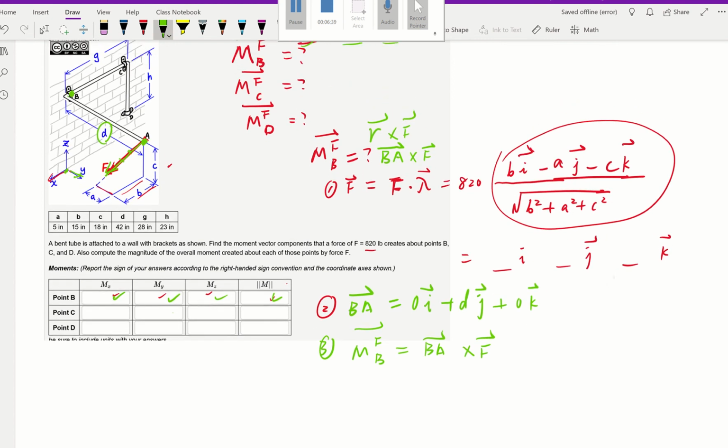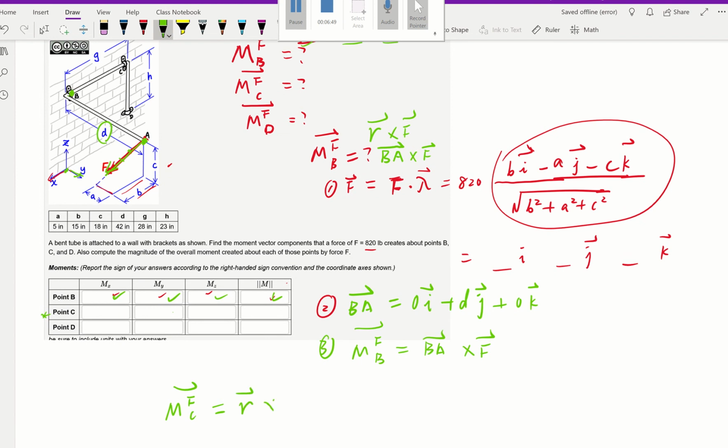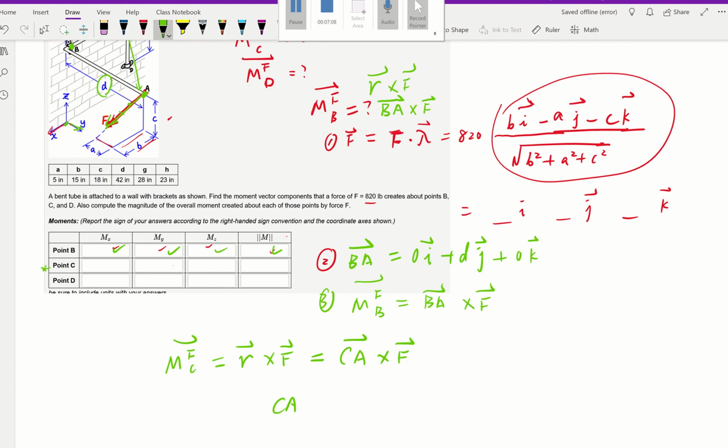So that's for that. If we were to do the moment of this force rotating about C here, we're going to use the position vector, R cross F, and our R here is going to be from C to any point on this force. Again, we're going to do C to A. So it's CA cross F. All right, so here I'm going to just look at the position vector CA.